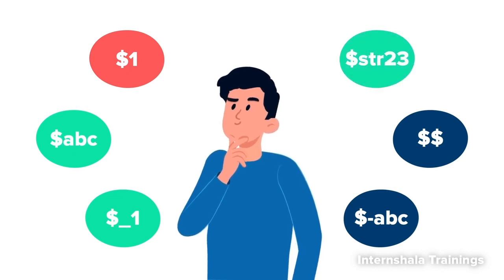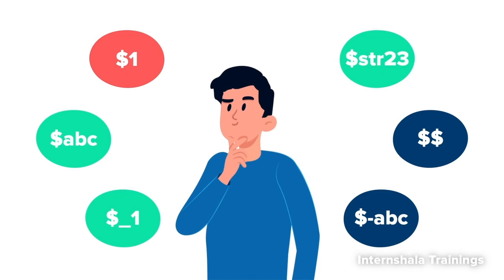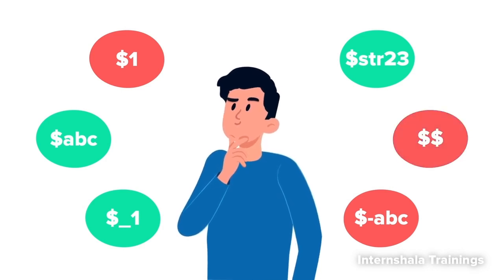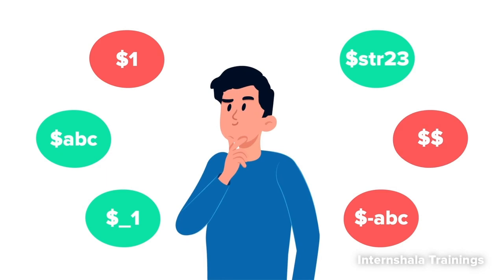$str23 is also a variable as it is alphanumeric. $-ABC is not a variable as it has a special character. Now coming to the last option, $. Some of you might think this to be a variable as it starts with a $ sign, but this is not a variable as it has again a special character $, which is not accepted.